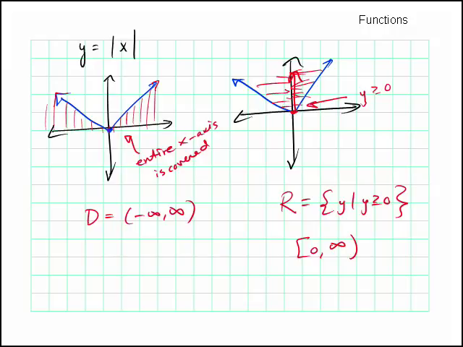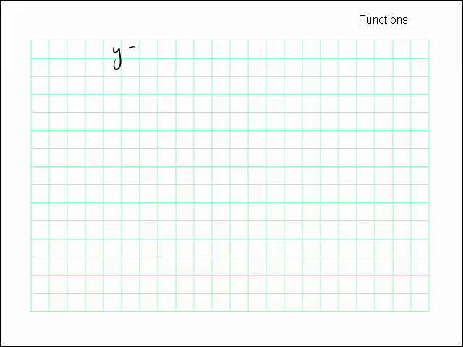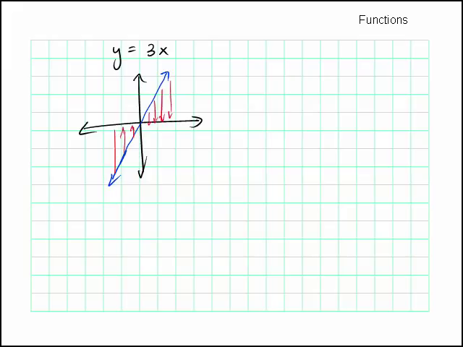Okay, so you can get domain and range from a graph. Here's another example. Y equals 3x. Let's make a sketch. Y equals 3x we know is a line which looks something like this. Imagine we now pull this line onto the x-axis. What I mean is pull this part down onto the x-axis, pull this part up to the x-axis. If I did that, the entire x-axis would be covered. And so the domain here is all real numbers.